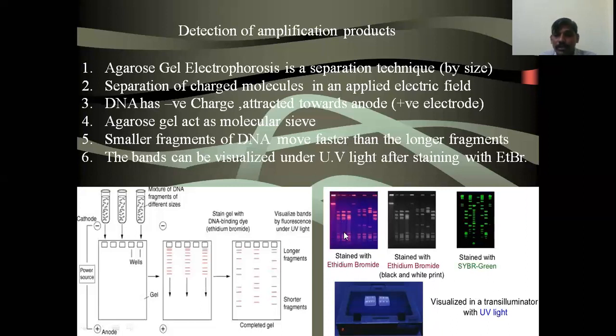So these bands appear like this. These are the different bands. These are the final products of the PCR. We can easily detect them by the gel electrophoresis process.